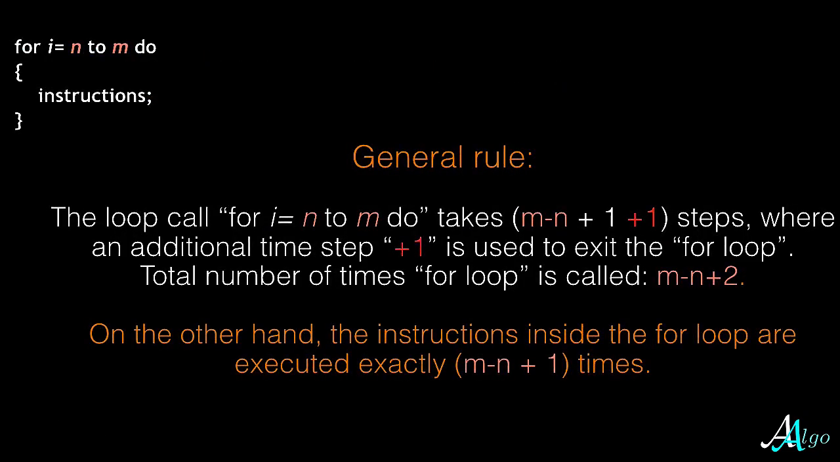Now, just to remind you, a general rule. We saw this before. For the for loop, we have how many times it will be executed, giving the additional time step for exiting the loop. It's m minus n plus 2 for this case. And for the while loops, it depends on the conditions of the while, okay? If it's just looping over all elements of an array, it will act exactly as a for loop, okay?